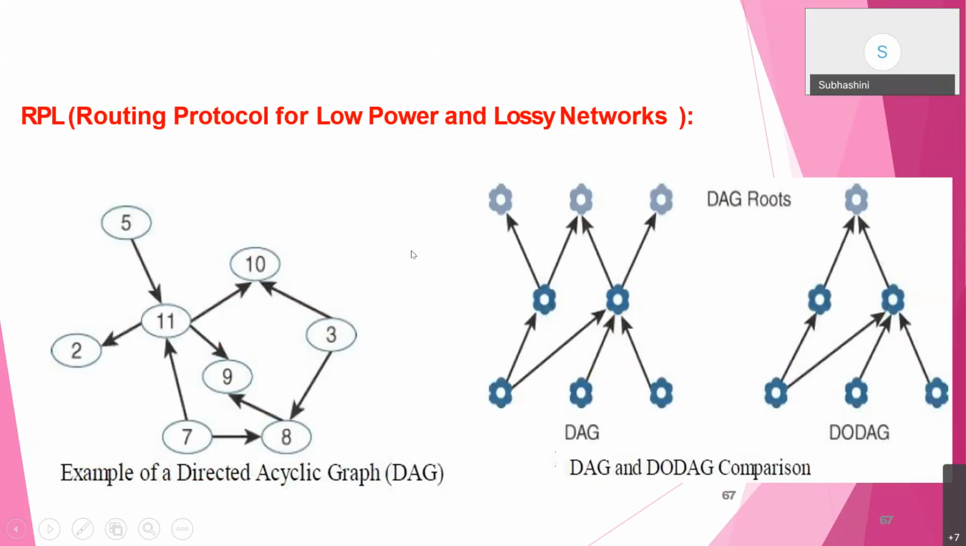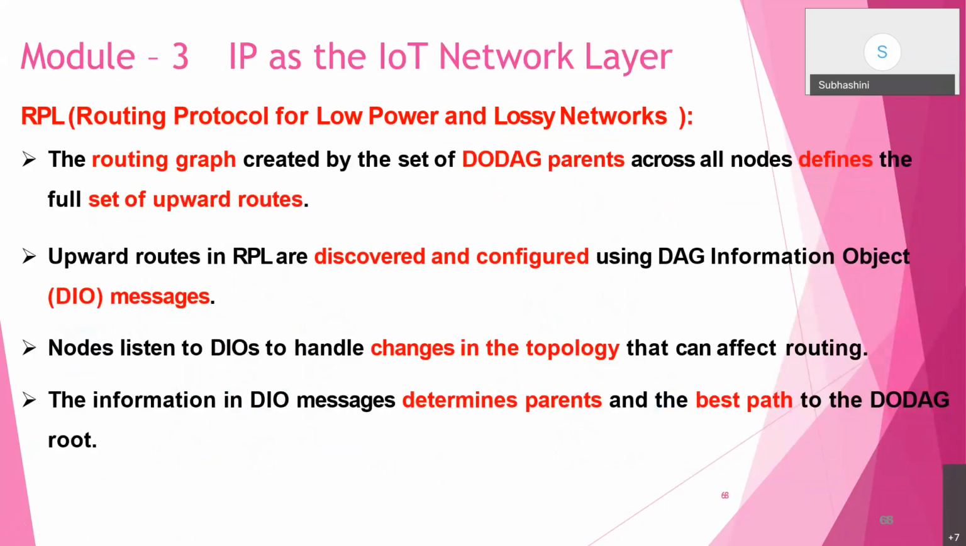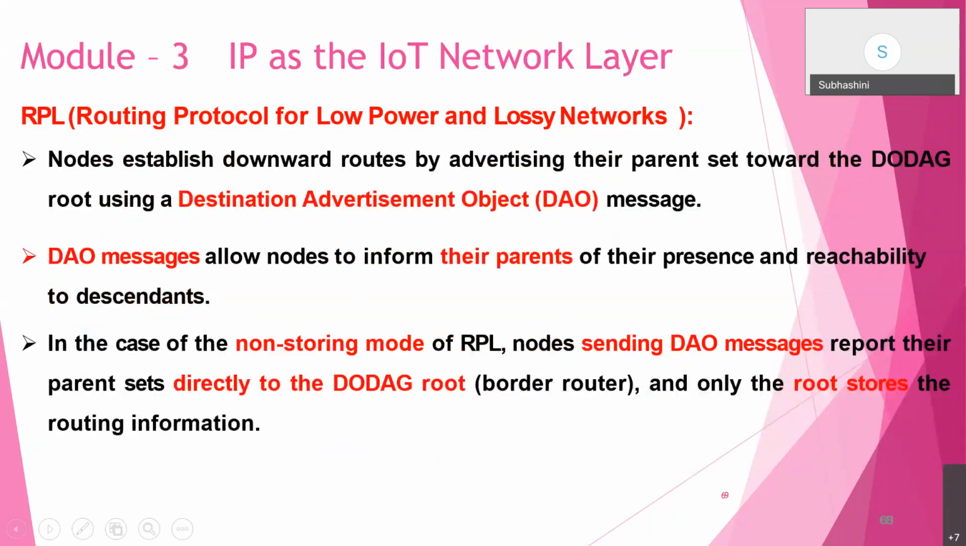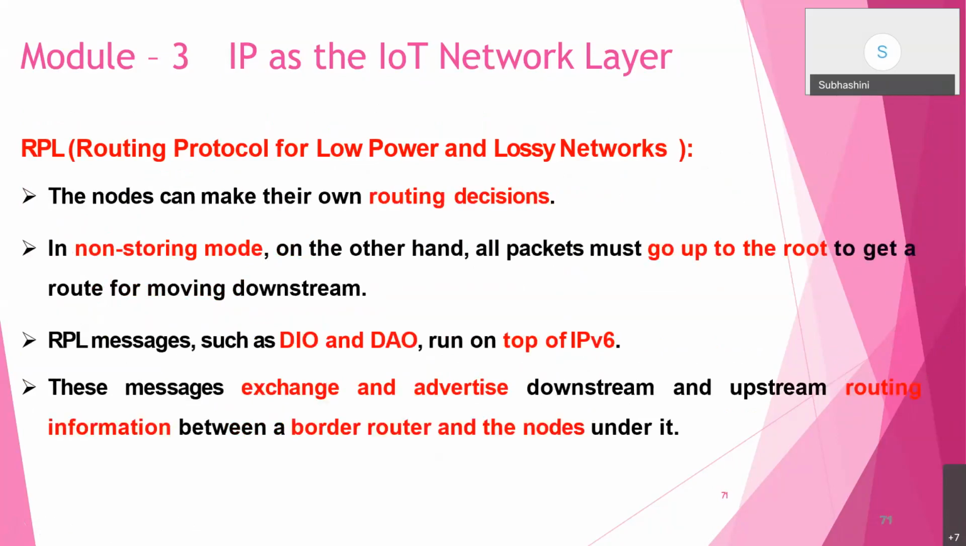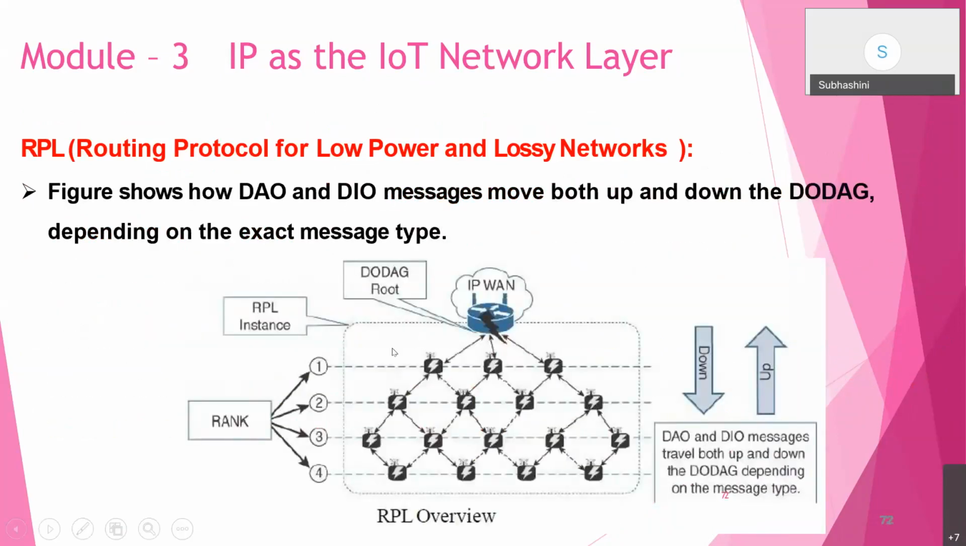So RPL works by constructing a graph for a given network, and after that implementing the DAG algorithm as well as the DODAG algorithm to find a path to a given destination. And for this, it makes use of two types of messages, DIO and DAO messages. DIO stands for DAG Information Object, okay? And DAO stands for Destination Advertisement Object. So these two are types of messages which are made use of in order to construct a tree in case of RPL. Please observe here, okay?